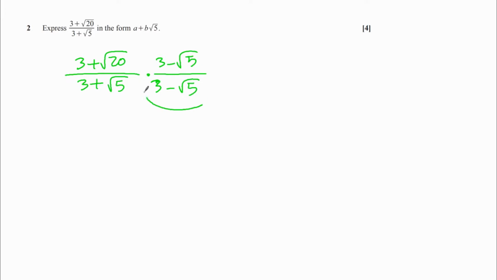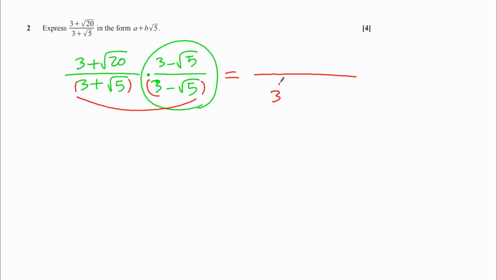In fact, we are timing that by 1, because 3 minus square root of 5 divided by 3 minus square root of 5 is 1. So why do we do this? Because now, when we time this by that, the denominator is a difference of 2 squares. So that would be 3 squared minus square root of 5 squared.